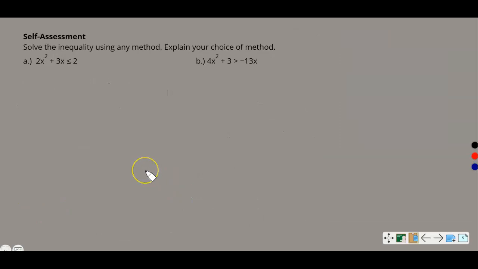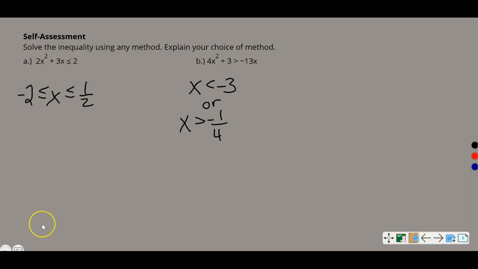All right, the self-assessment: solve the inequality using any method. That means you can use algebraic or use your calculator. You can graph it. Just solve the inequality and then explain why you chose that method. All right, so this is a self-assessment. I want you to try to work A and B and then come back to see if you got the correct answers. All right, so these can be worked exactly like we did the other ones.